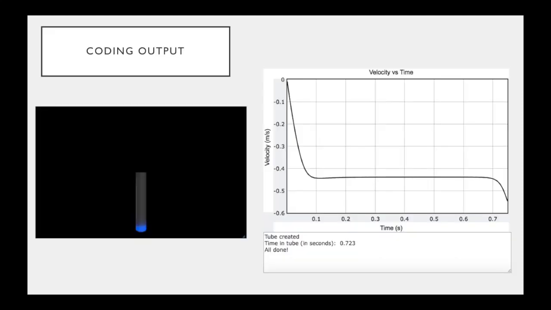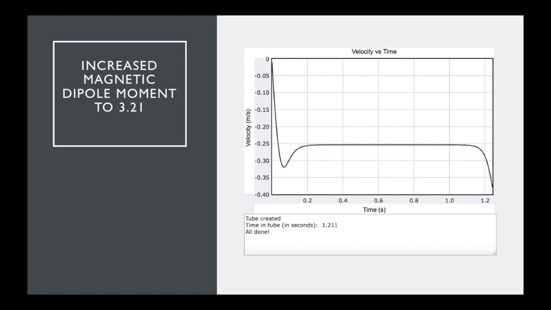Here we have the output of the code, and it shows that the magnet was in the tube for 0.723 seconds. This, however, is much lower than the value observed in the real-life scenario. So, when the magnetic dipole moment is changed to 3.21, the time the magnet was in the tube increased to 1.21 seconds, which is what the average was calculated to be using the data.